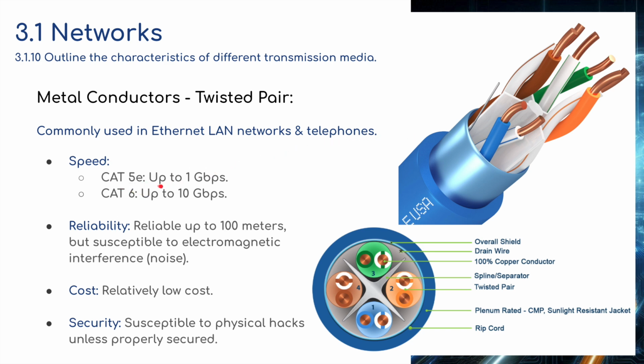Speed, Cat5e is up to 1 gigabit per second, whereas a Cat6 is up to 10 gigabits per second. They're reliable up to 100 meters, but susceptible to electromagnetic interference or noise. In terms of price, they're quite low cost. In terms of security, they are susceptible to physical hacks unless properly secured. Okay, and you can see how it's been constructed here.